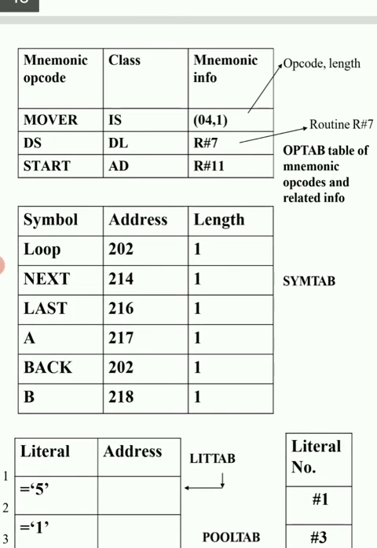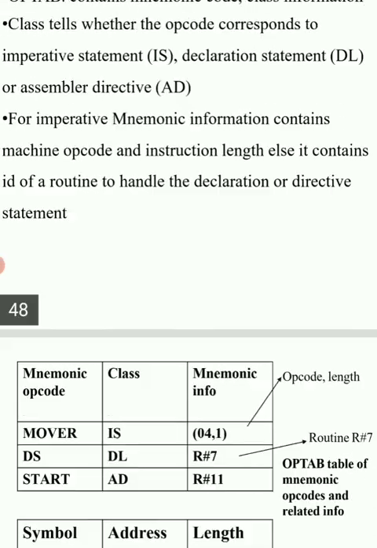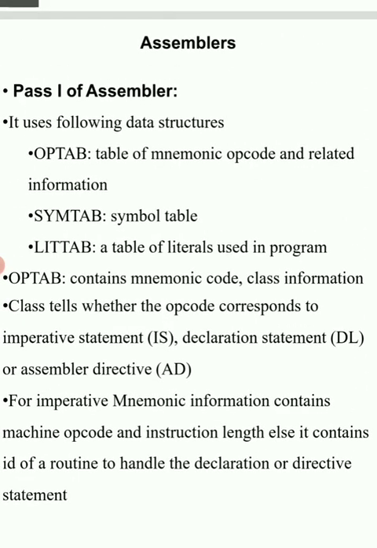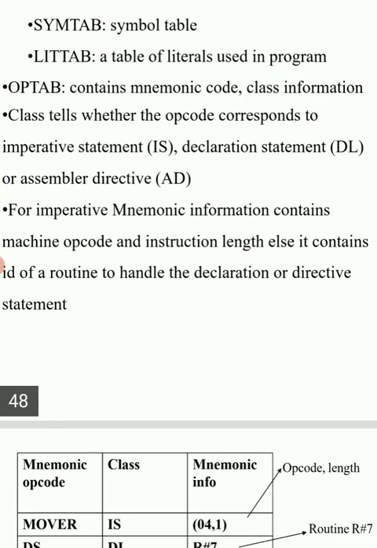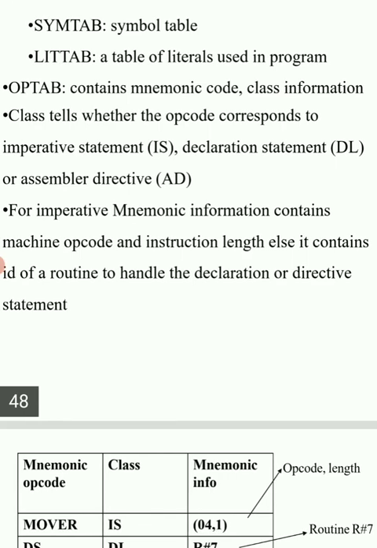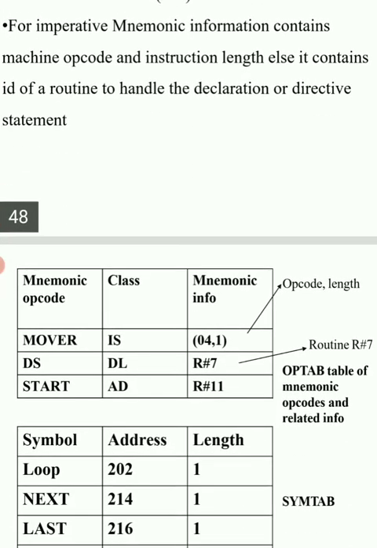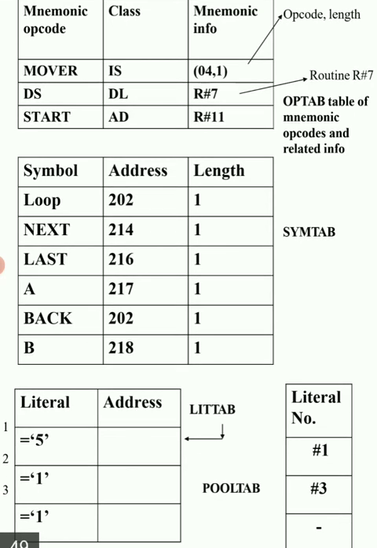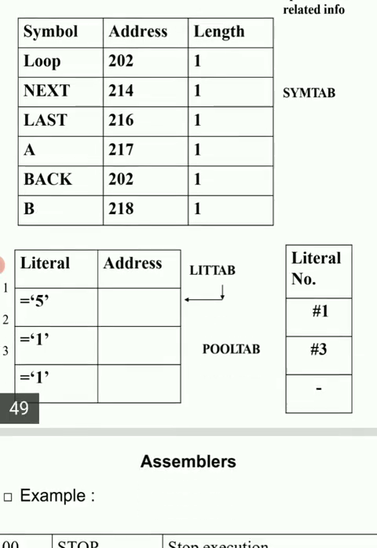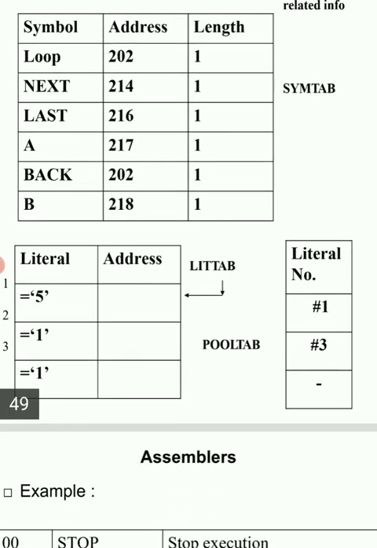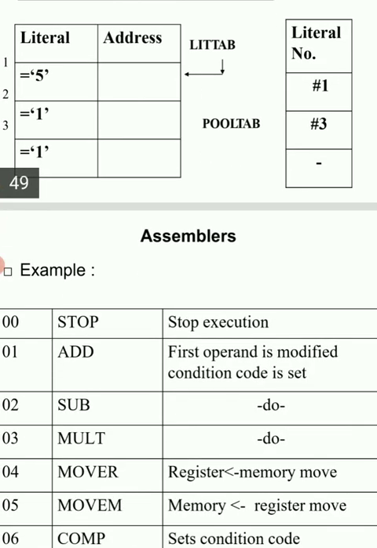So you can see here some examples, like the mnemonic opcode MOVER and its class. Which class are we using here? You can see it is an imperative statement, a declaration statement or an assembler directive, in the given table. Here we can also use different symbols, and you can see the literal table here.